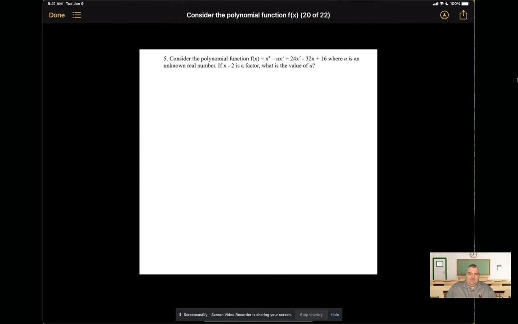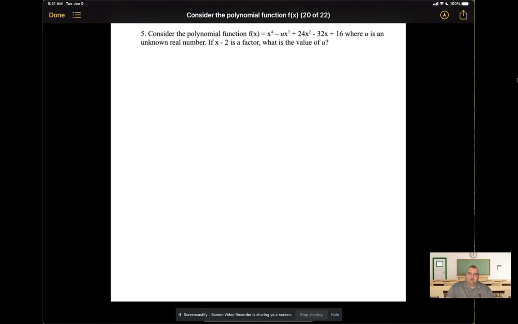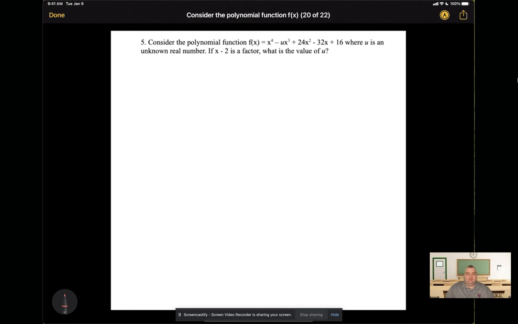All right, number 5. Consider the following polynomial. F of x equals x to the fourth minus ux cubed plus 24x squared minus 32x plus 16, where u is an unknown real number. If x minus 2 is a factor, what is the value of u? So to do this one, to figure out the value of u, we're going to use the fact that x minus 2 is a factor.